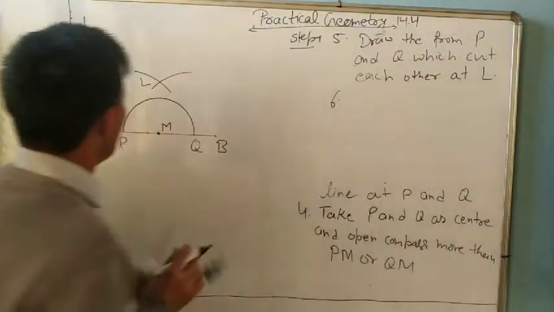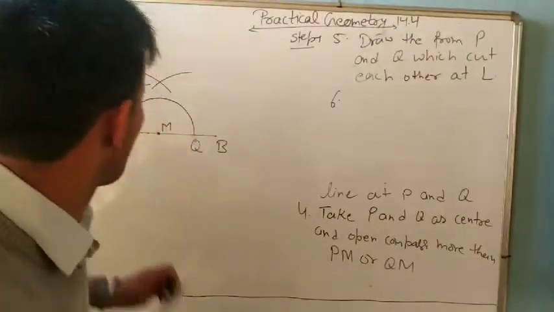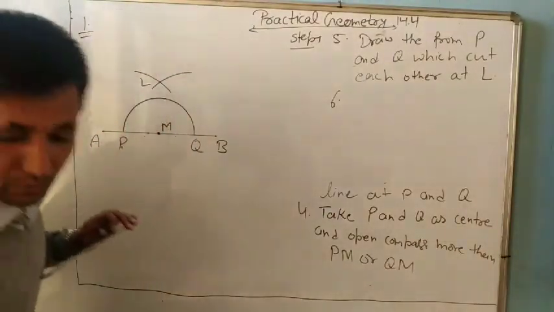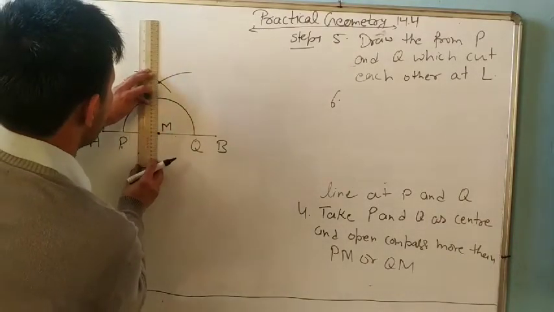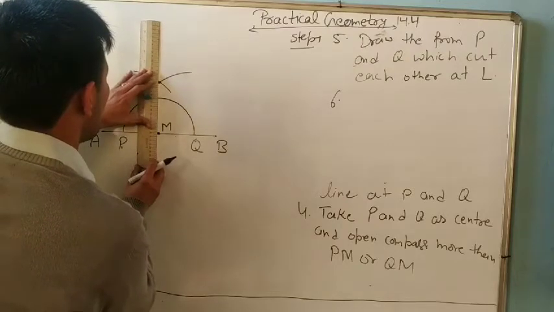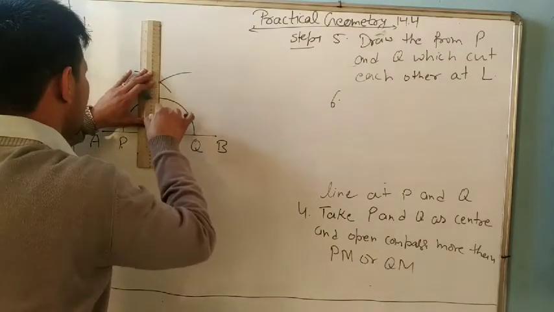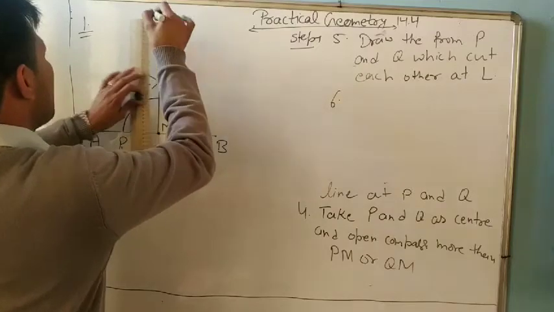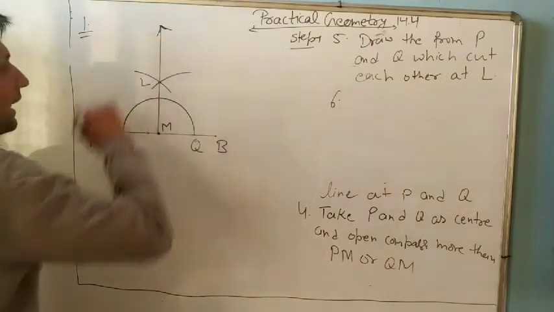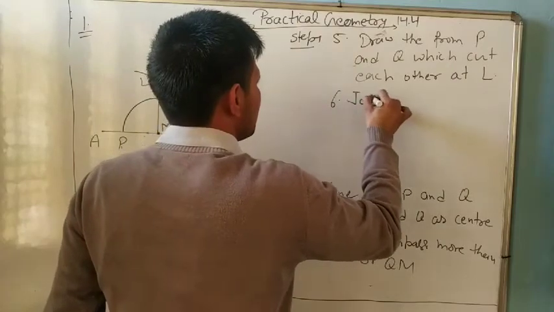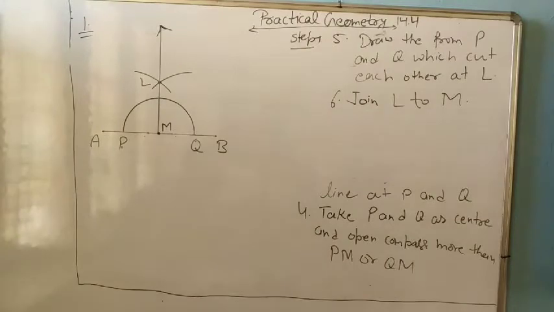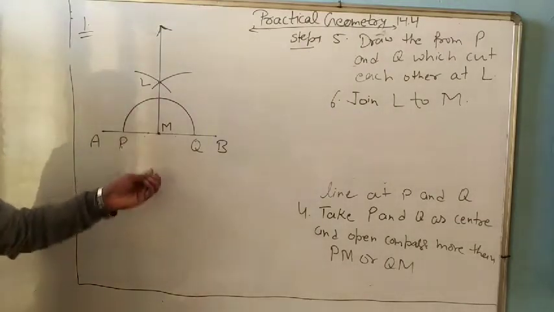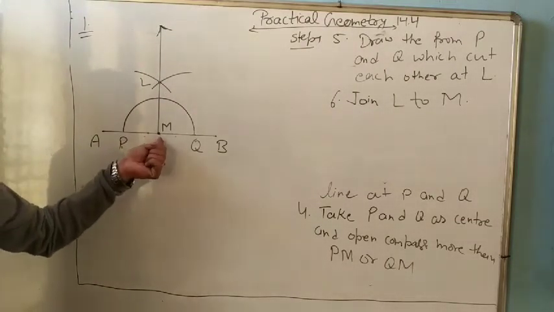Sixth step, what will we do? It is L. After this, we will join where they cut each other. They cut each other here. So we will join L to M. It is the perpendicular. Understand? Join L to M. So it is your perpendicular on line AB at M.